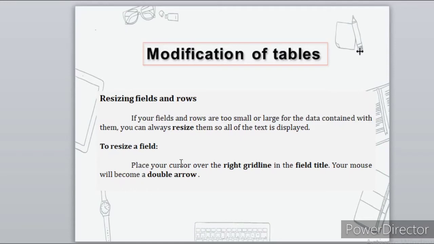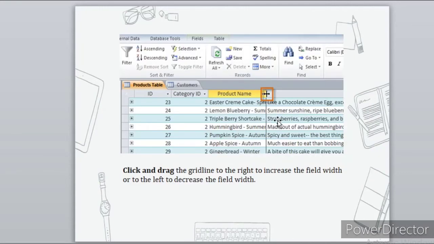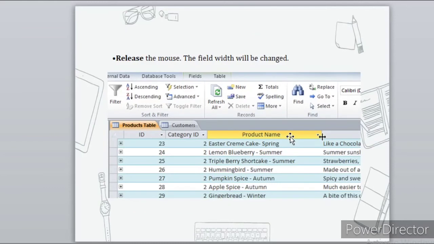To resize a field, place your cursor over the right grid line in the field title. Your mouse will become a double arrow. This is the double arrow. Click and drag the grid line to the right to increase the field width or to the left to decrease the field width. Release the mouse, and the field width will be changed.